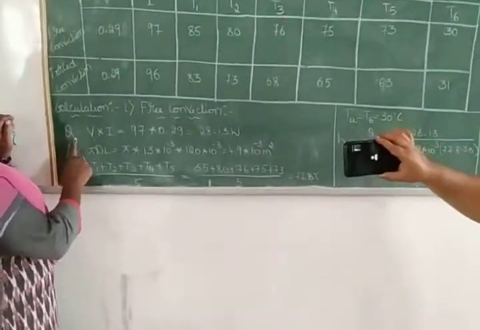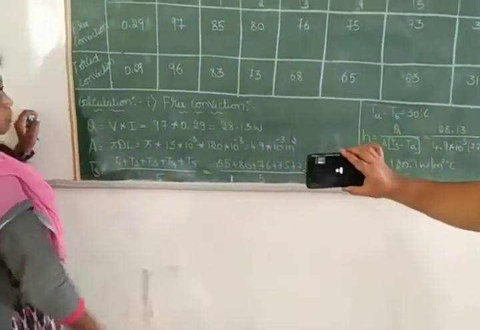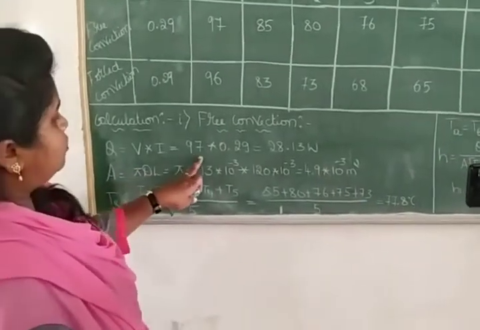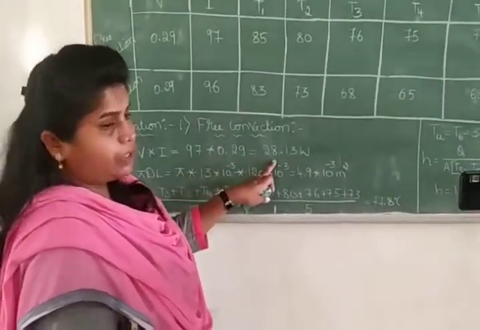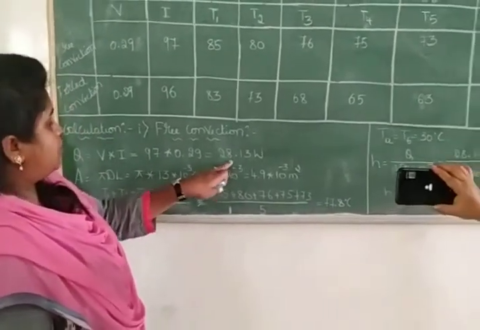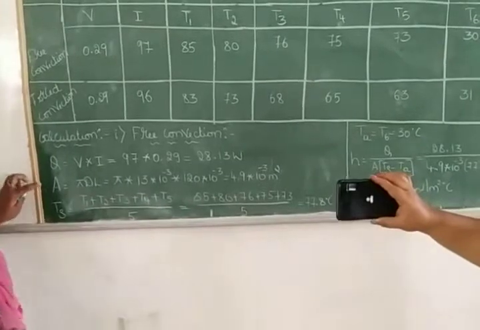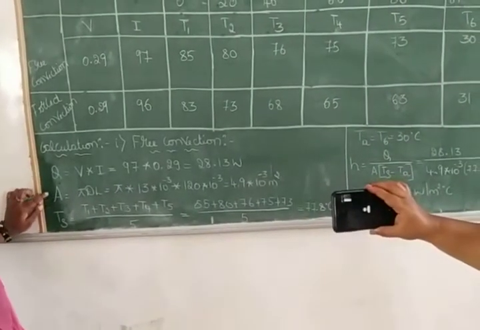of Q, as I already told you. So the value of Q can be calculated by using a formula, that is voltmeter reading into ammeter reading. If you multiply these two things, we will get the value of rate of heat transfer, that is the amount of heat we are supplying. It is 28.13 watts.